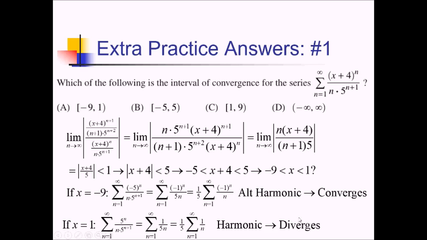So at the end of the day here, we're converging at negative 9, but not 1. So my interval of convergence, my true interval, is going to be bracket negative 9, comma 1 parentheses. So including negative 9, not 1. So that does confirm answer choice A.